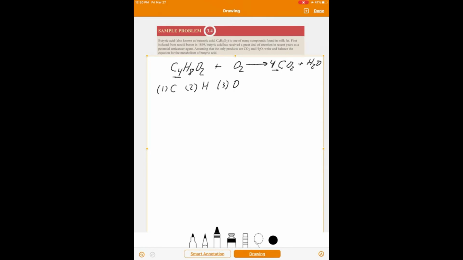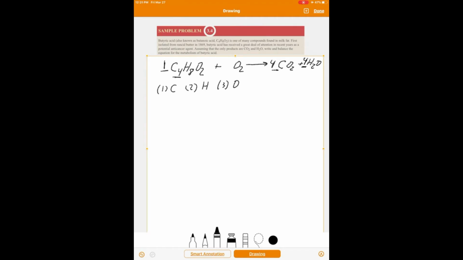Let's go on to the second element. The second element is hydrogen. How many hydrogens are there on the left? Remember, if nothing's written here, it's just a 1. So that means there's 1 of the butyric acids. So there's 4 carbons, because 4 times 1 is 4. There's 8 hydrogens, because 8 times 1 is 8. And there's 2 oxygens, because 2 times 1 is 2. How many hydrogens are in a water? There's 2. So you ask yourself, what do we have to put in front of the water so that you get 8? So something times 2 is equal to 8. Well, that's 4, right? 4 times 2 is 8. So now we have 8 hydrogens on both sides of the equation, and we have 4 carbons on both sides.